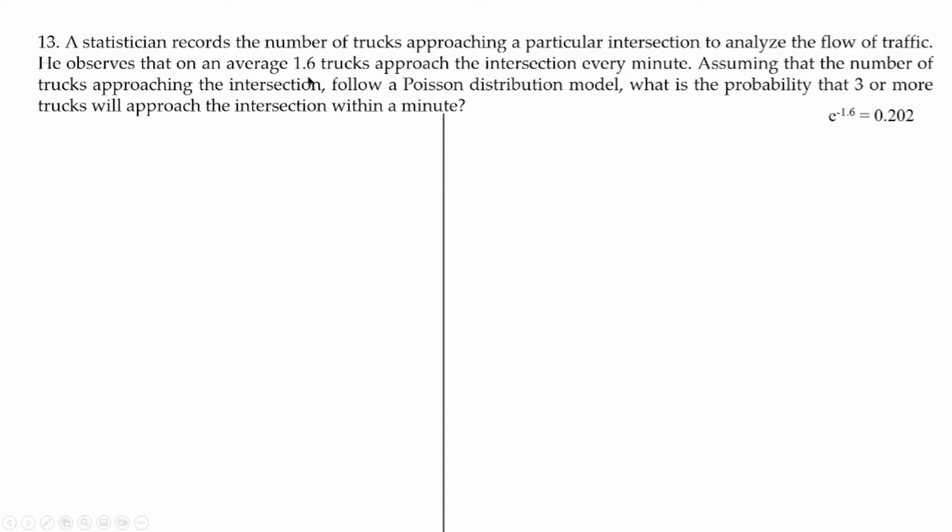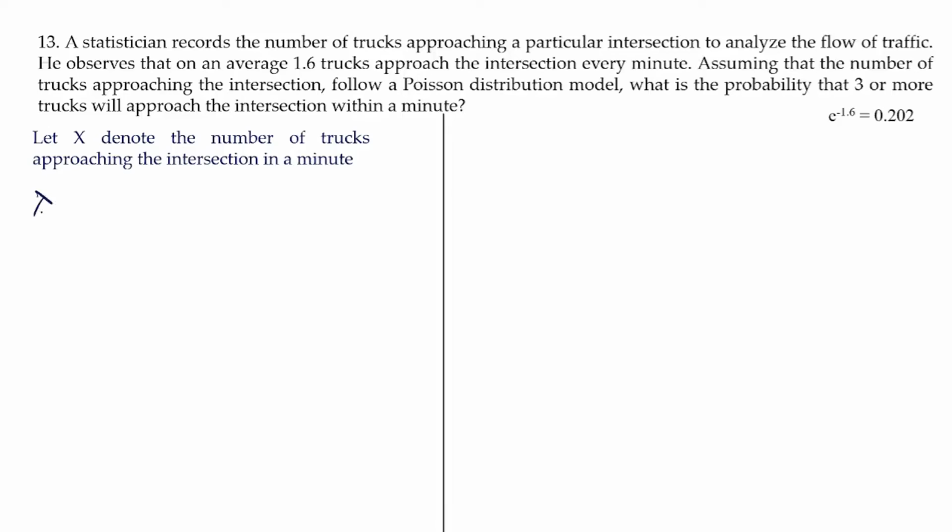Average of 1.6 trucks approach the intersection every minute, and then we are asked to assume the number of trucks approaching follows a Poisson distribution model. We need to find the probability that 3 or more trucks will approach the intersection in 1 minute. So let x denote the number of trucks approaching the intersection in a minute. Then lambda is given as 1.6. X follows Poisson distribution with parameter lambda 1.6.